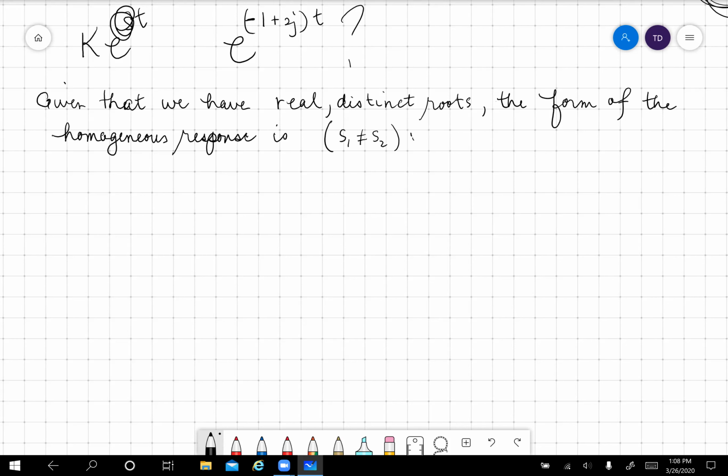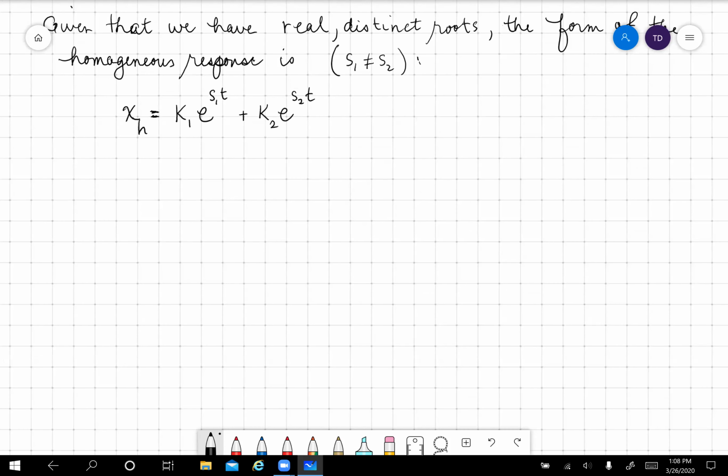So the form of the response is xH equals, and you just need to know this, K1 e to the S1t plus K2 e to the S2t. So each individual S is a solution to the exponential form of the homogeneous equation. But when I add them together, they are both the solution. They are both the solution. Let's do an example and stop right here so you can completely understand.